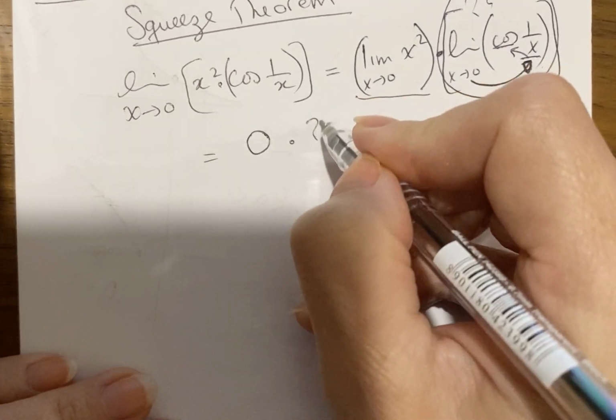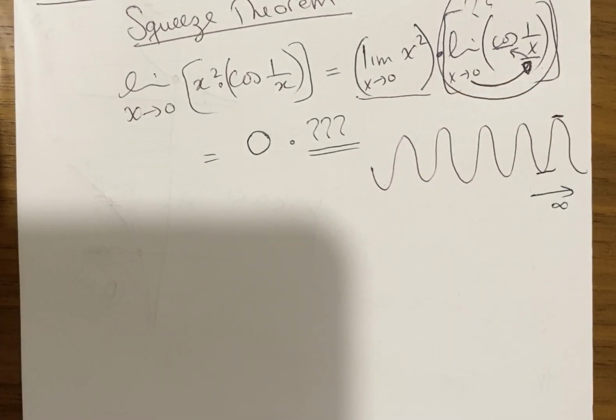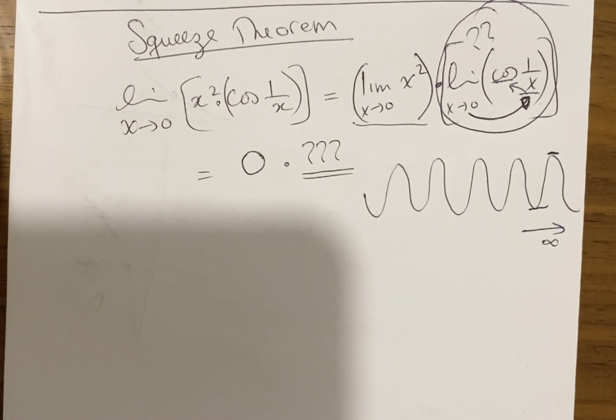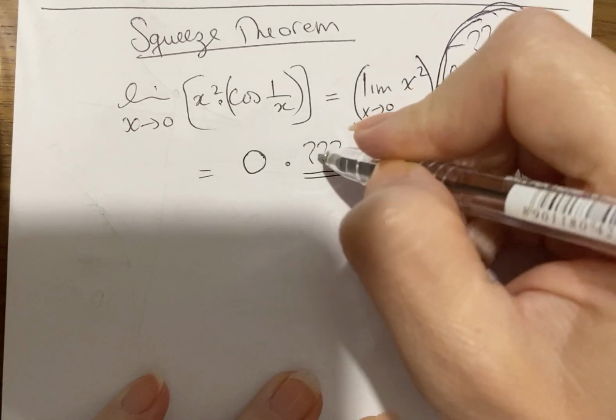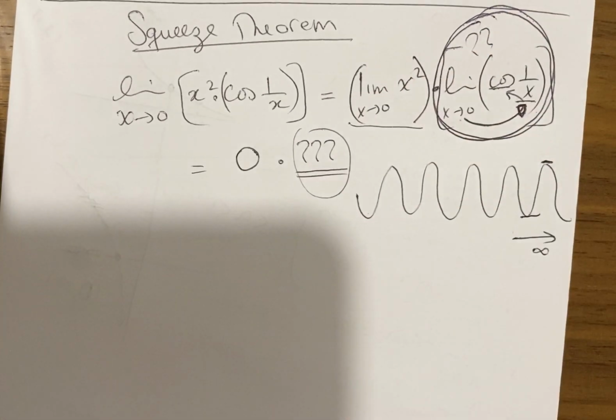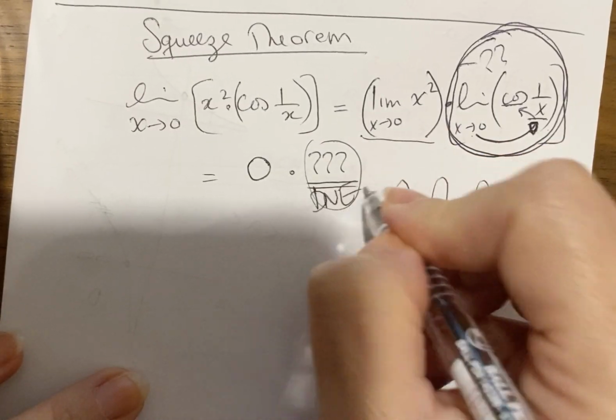And because I cannot find it, many students would say 0 times anything is 0. No, not really. 0 times a number I know is 0. This is not a number I know. This is a quantity that is unknown. I do not know what it is. It's a quantity that does not exist.